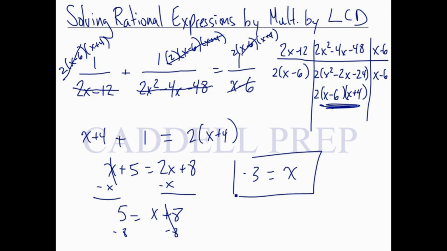And that's our answer. Now another note for this is we always have to check our answer. So put -3 in for x, and just make sure that the denominator does not come out to equal 0. Because if the denominator is 0, then it's undefined. But here if we put -3 in, the denominator is not 0, so this is okay.